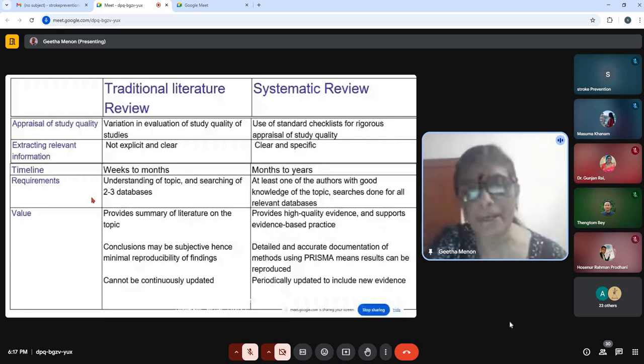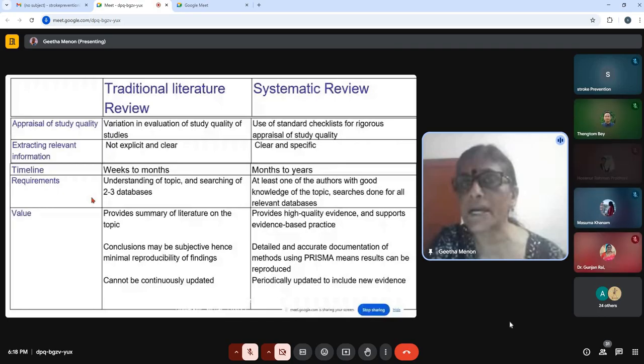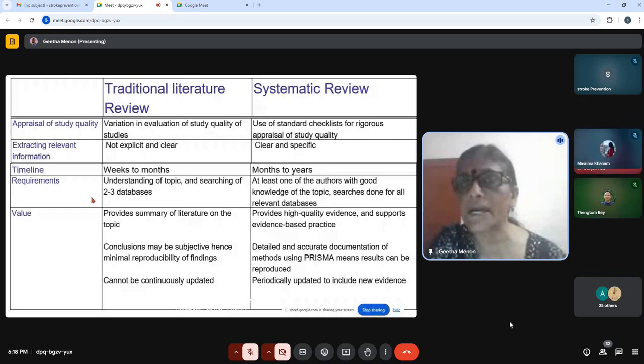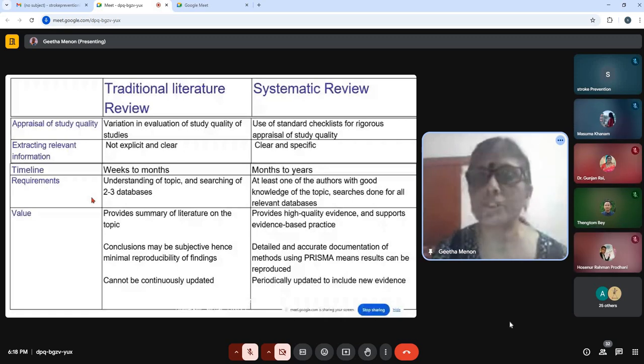And as you all see here, the value of a systematic review is very high, because it provides high quality evidence that supports evidence-based practice. It has a reporting standard guideline for reporting the results, and it can be periodically updated as more evidence comes in. Systematic reviews and traditional narrative reviews are different.